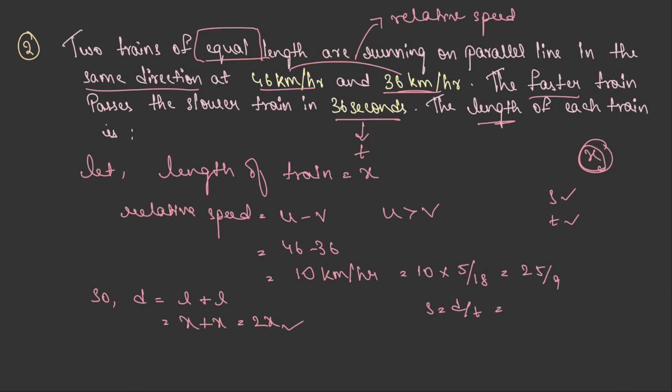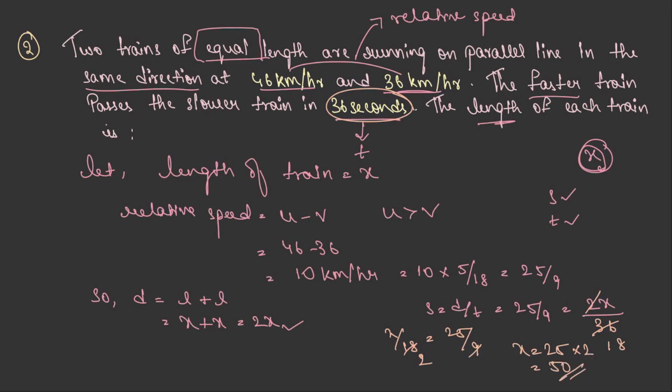So what is speed? Speed is 25 by 9, which is equal to distance, 2x, divided by time, which is already given here, that is 36. So now 2 18s are, so x divided by 18 is equal to 25 by 9. 9 2s are, so x will be 25 into 2, that is 50. So we found the length of the train. The length of each train is 50, and both lengths are the same, so any train's length is 50.